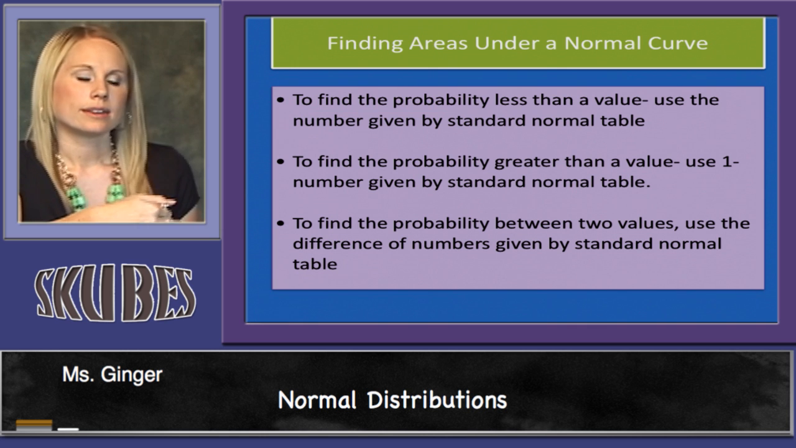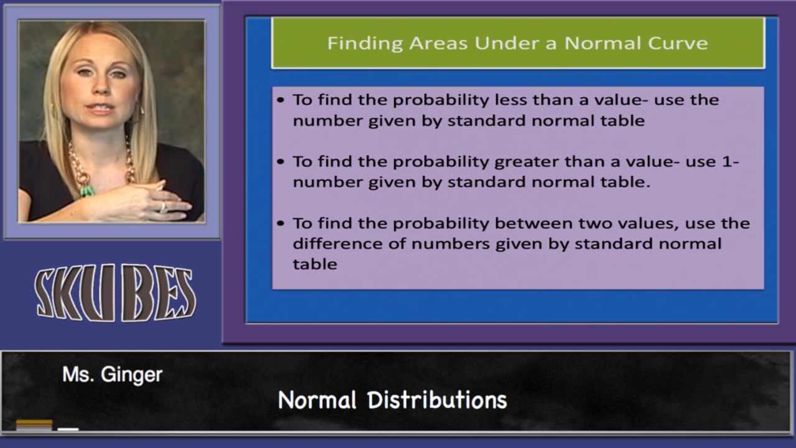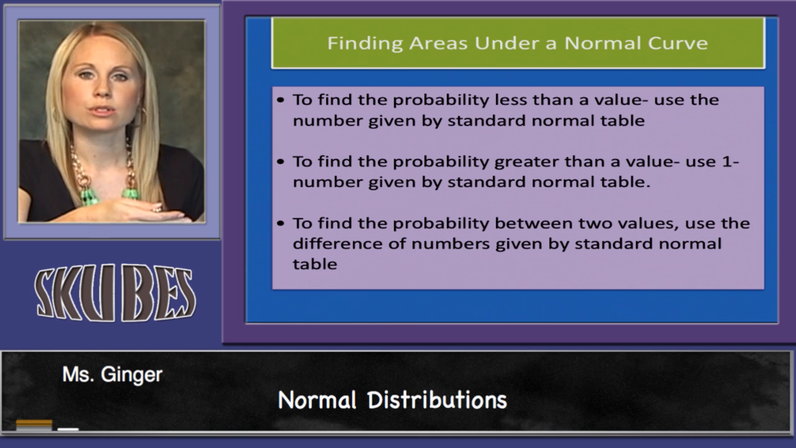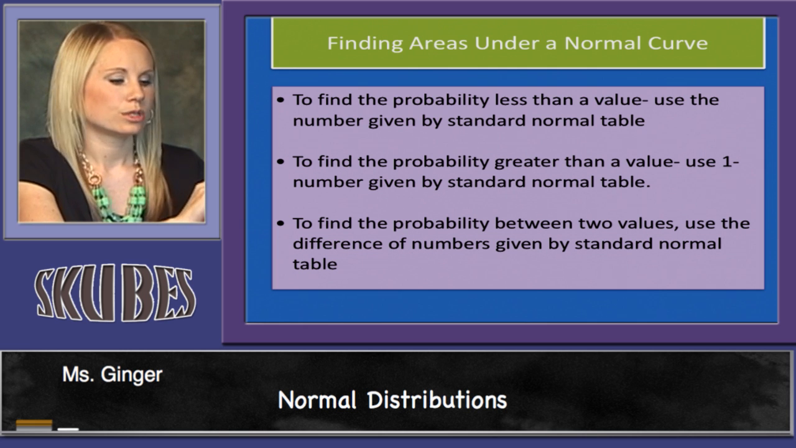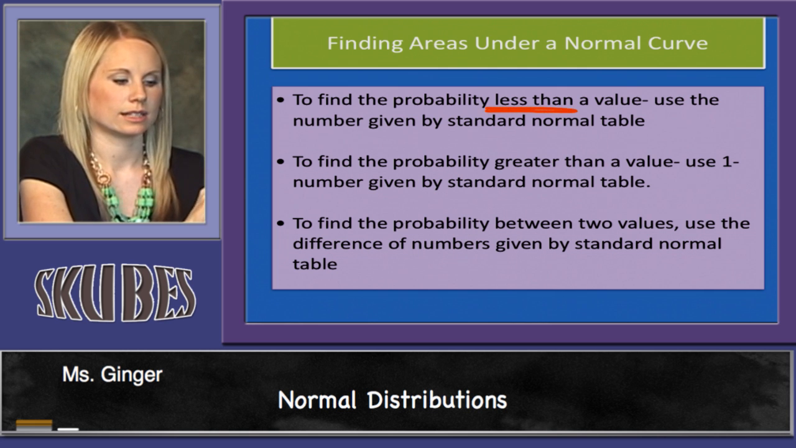Okay, and there are three methods. Sometimes you'll be asked to find the percentage below a certain value. So you'll follow the formula that you just saw, the z-score formula. You will take your z-score to a standard normal table, and you will just use the number given by the table. So that's for less than.